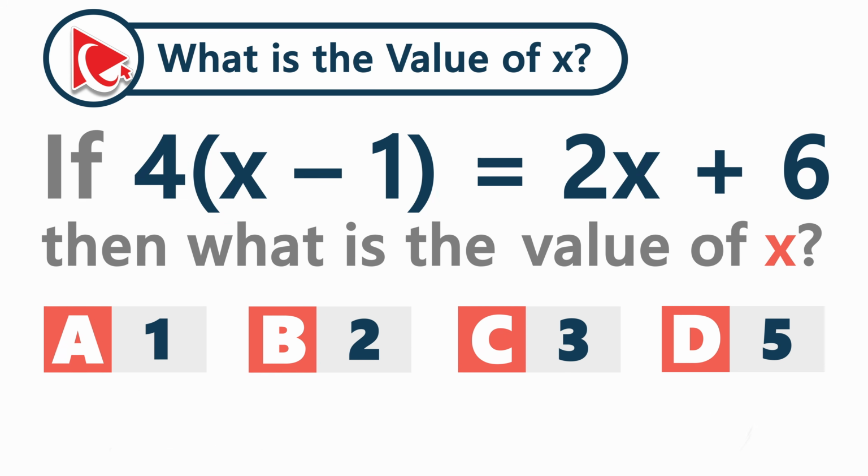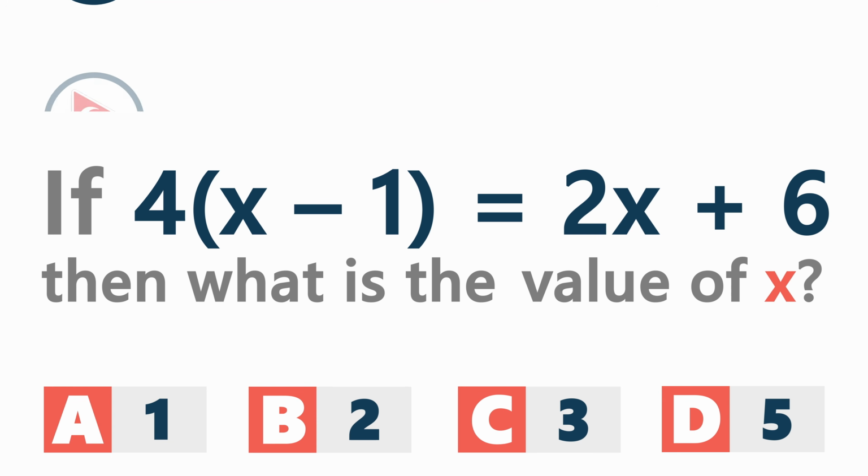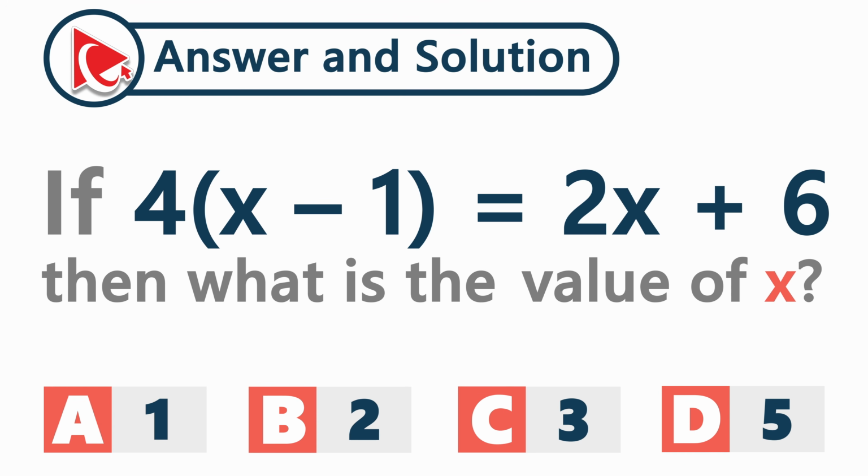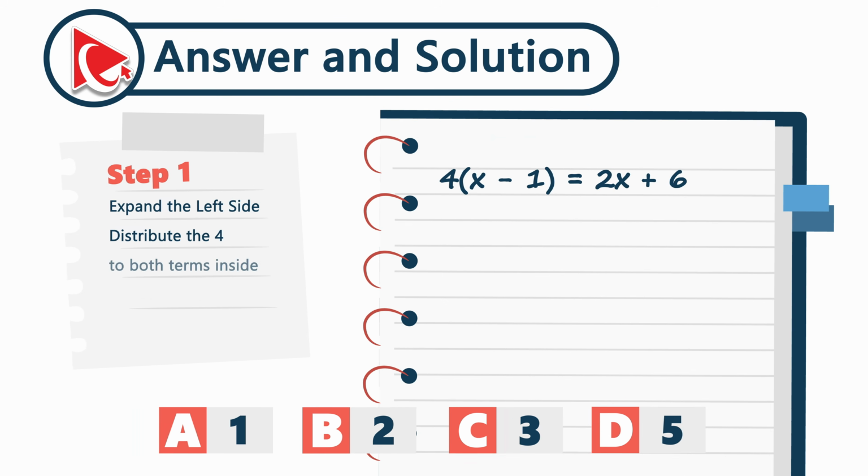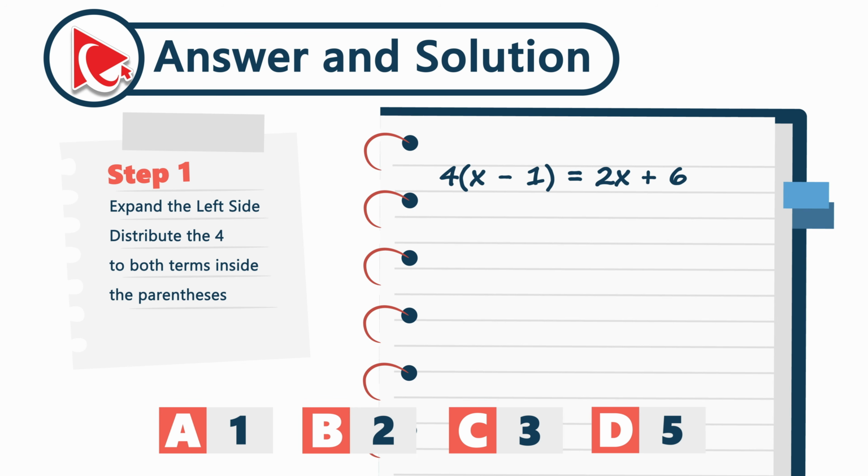Now let's go through the solution together, and you will be amazed how simple it is to solve it. We will get to the right answer in 3 simple steps, and then we'll validate our solution. Here's step 1. In the first step, we need to expand the left side, and we need to distribute the 4 to both terms inside the parentheses. 4 multiplied by x minus 4 multiplied by 1 equals 2x plus 6. After we simplify, 4x minus 4 equals 2x plus 6.